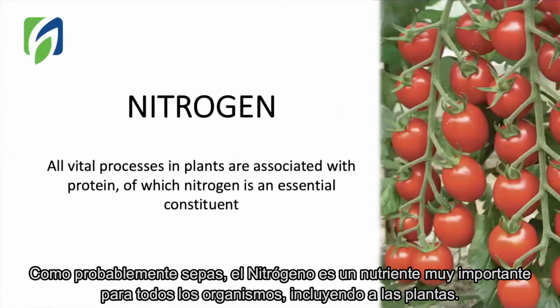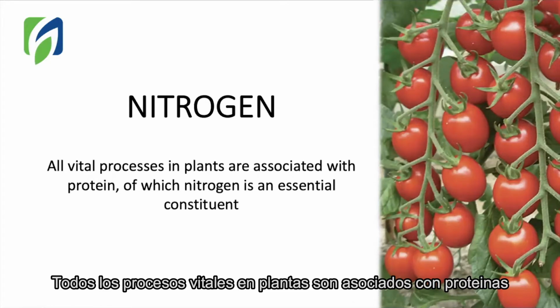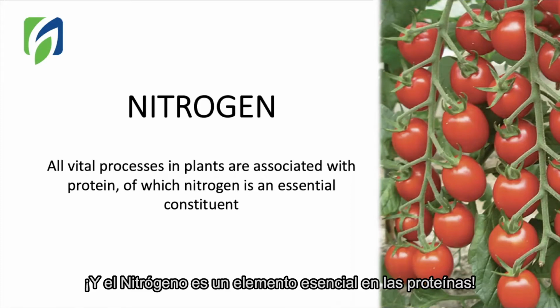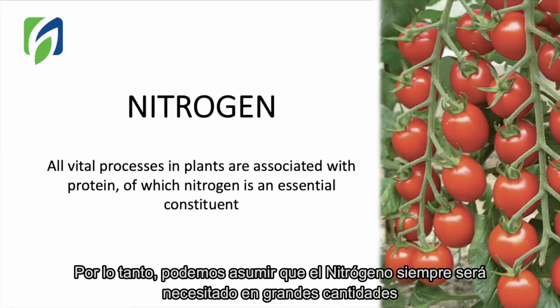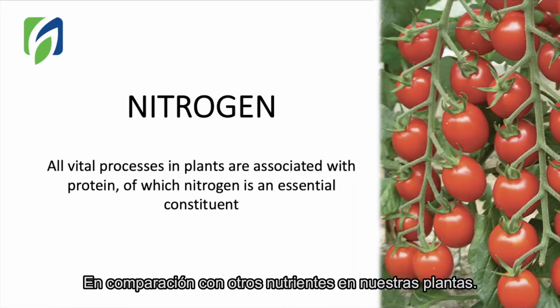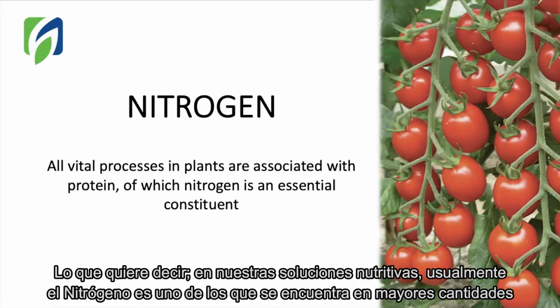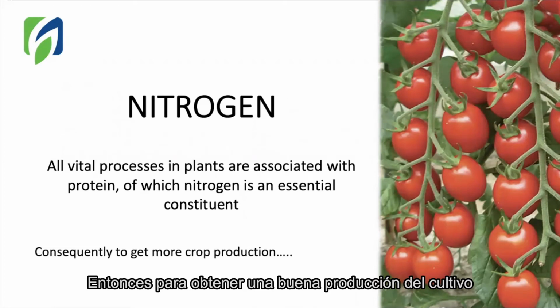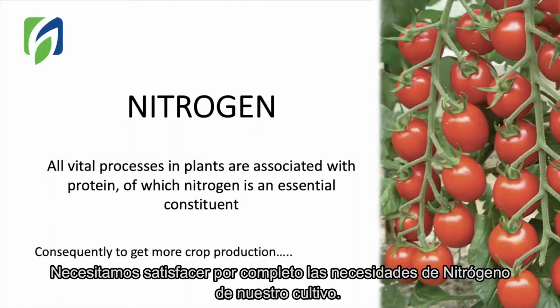As you probably already know, nitrogen is a very important nutrient for all organisms, including plants. All vital processes in plants are associated with proteins, and nitrogen is an essential element in proteins. Therefore, we can assume that nitrogen will always be required in high quantities in comparison to other nutrients in our plants, meaning that in our nutrient solutions, usually nitrogen is one of the nutrients that are in higher quantities. So in order to get a good crop production, we need to fully satisfy the necessities of nitrogen in our crop.